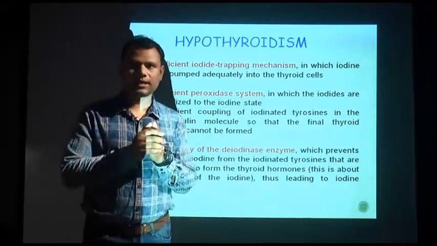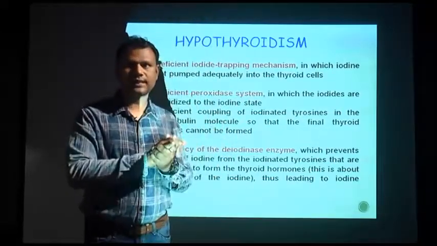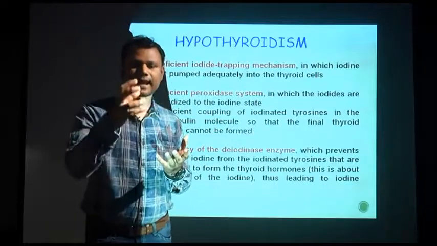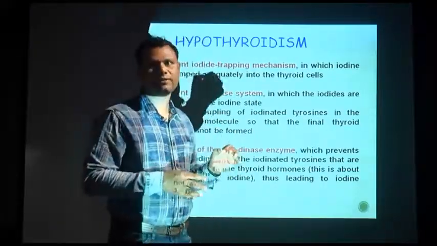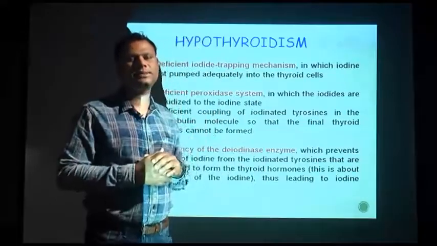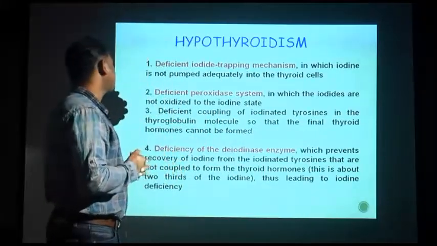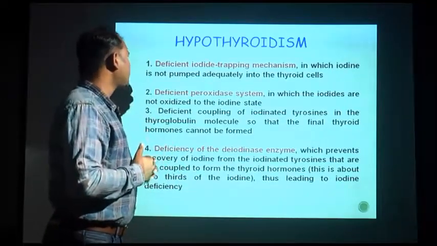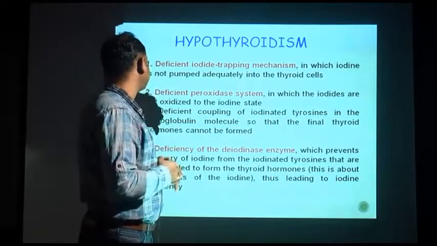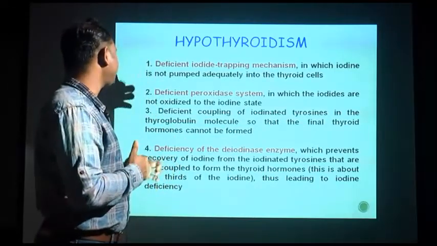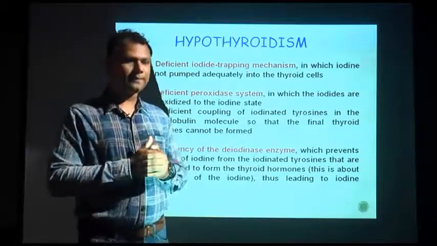As I have already explained, the thyroid gland contains thyroid follicular cells. The follicular cells trap iodine to produce thyroxine hormone. If there is any deficiency in the mechanism of iodine trapping, that can lead to inadequate production of thyroid hormone or thyroxine. Then another mechanism is a deficient peroxidase system. Why is the peroxidase system important?